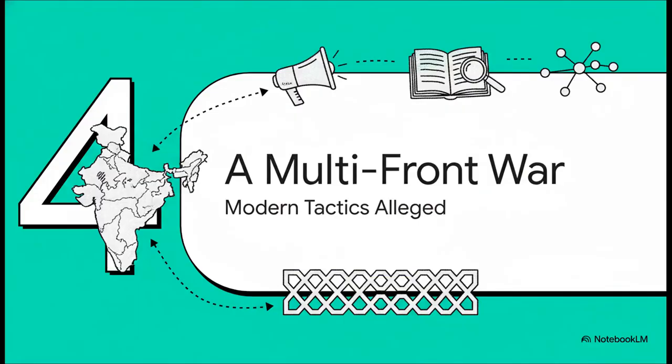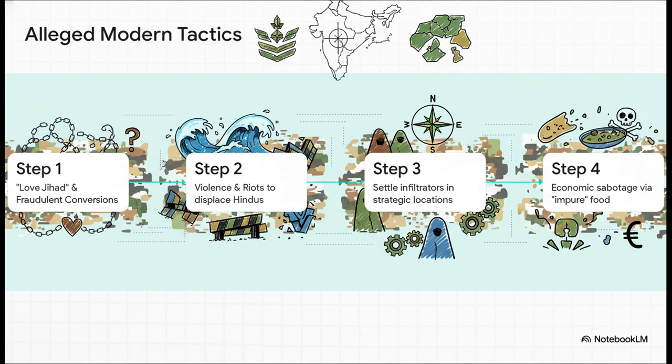All right, so now the argument pivots. We've gone through the history and the legal framework, but now the essay shifts to what it calls a modern multi-front campaign, basically detailing the tactics allegedly being used today to reach that ultimate goal. And the source presents these not as random, isolated events, but as coordinated steps in a bigger strategy. It alleges tactics ranging from what it calls love jihad, a controversial term for a supposed conspiracy to convert women through marriage, all the way to things like violence and even economic sabotage.